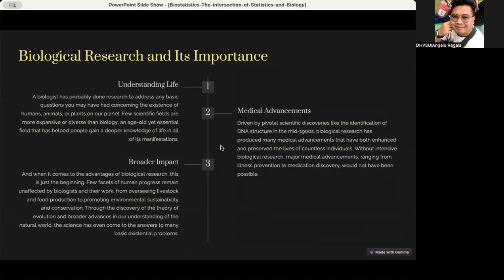Okay, the second one is medical advancements. Biostatistics can have an empowerment, okay, to drive pivotal scientific discoveries, such as identification of DNA structures in the mid 1900s. Biological research has produced many advancements that have both enhanced and preserved the lives of countless individuals.